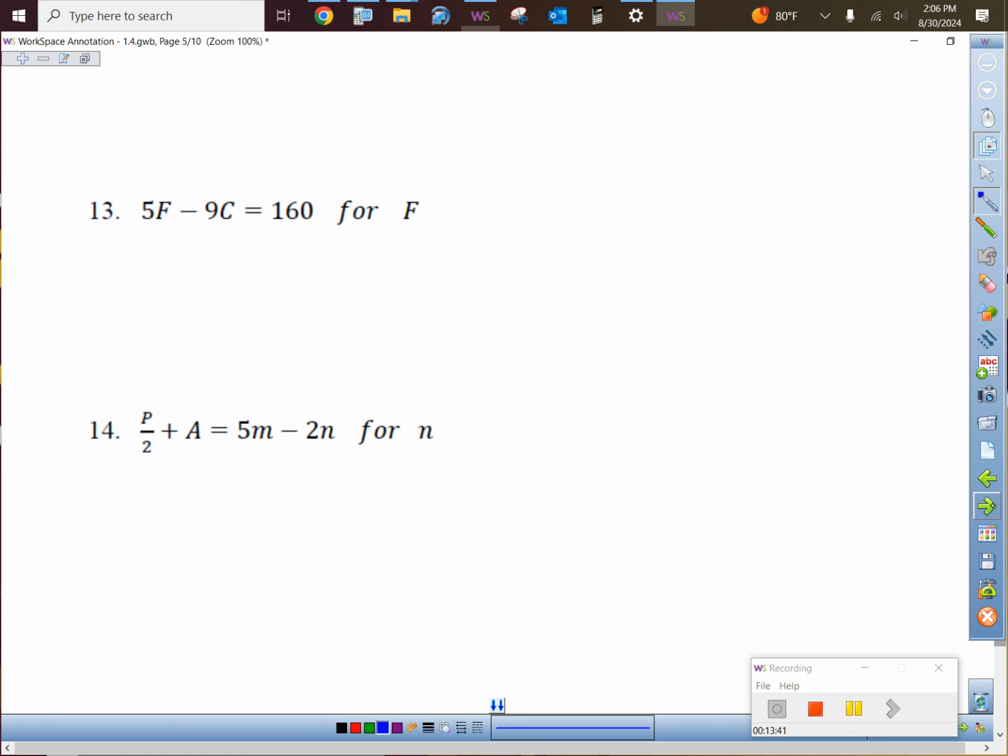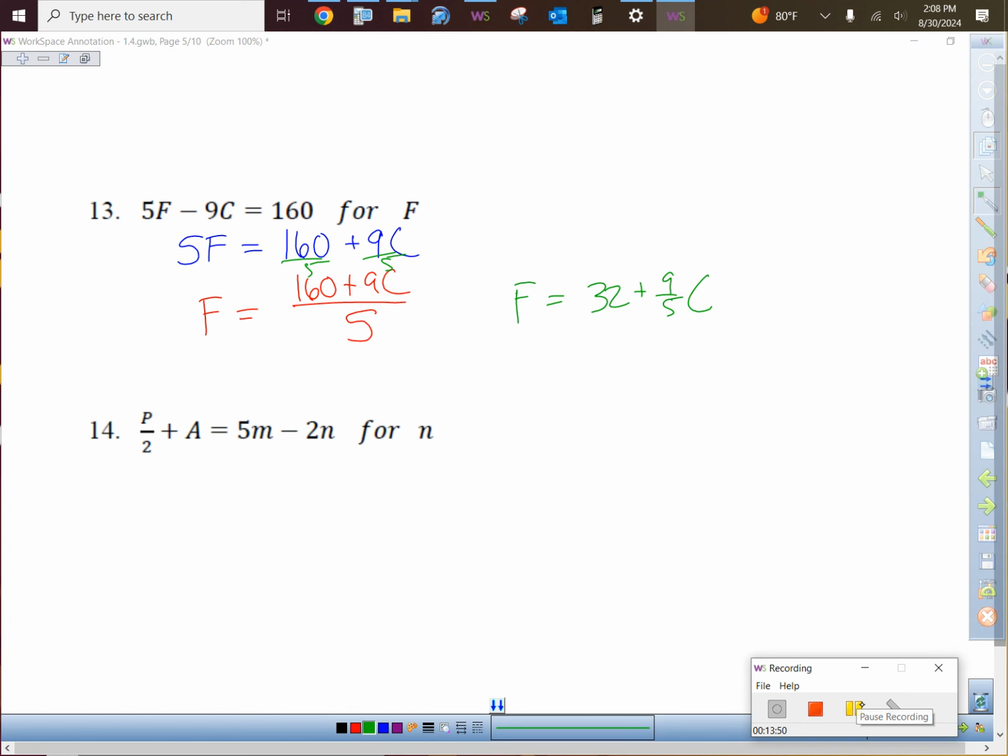All right, I think you can do 13 without me. Solve that for F. Work with a neighbor, or please pause the video and get that done. So I added 9c over, and then I divided by 5. I don't care if you put the red answer where it's all over 5, or if you wanted to divide each individual term by 5 and get 32 plus 9/5 c. Either one of those is accepted for me.